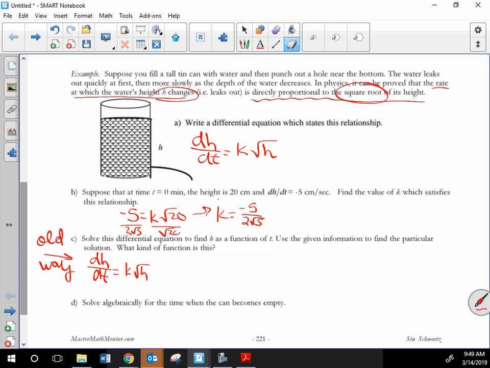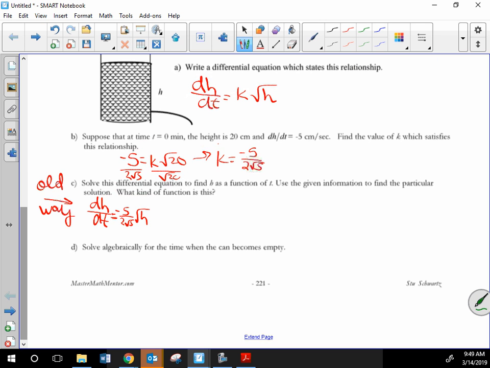So when we go to do our differential equation here, with -5 over 2√5, I would have to go back to my old way where I get my t's on one side, h's on the other. So I would divide both sides by root h and multiply by dt. So I'd have dh over root h equals -5 over 2√5 times dt. And then we would just go back to integrating and doing like we did before. So if it's not directly proportional, you can't take the shortcut. You have to go back to the old way. I just want to make you aware of that.